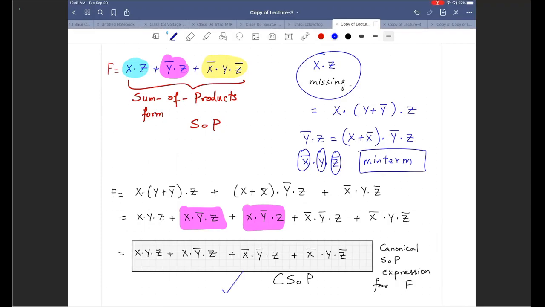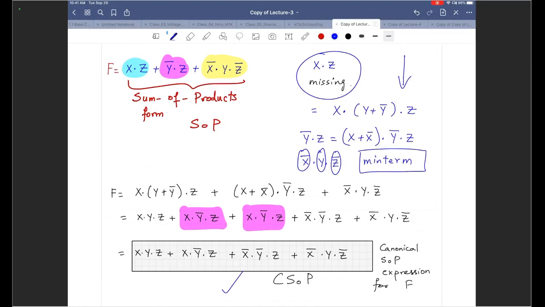You don't need to do the manipulation that we just did over here, but I just connected the two so that you can look at how it is connected. So the canonical sum just means the expression being expressed with having all terms including all variables. You got it? Yes.